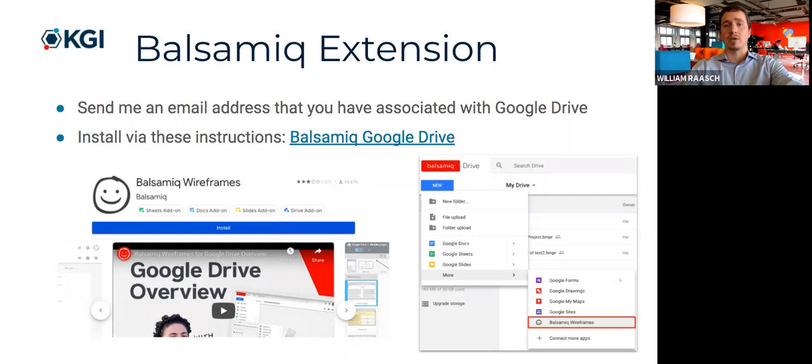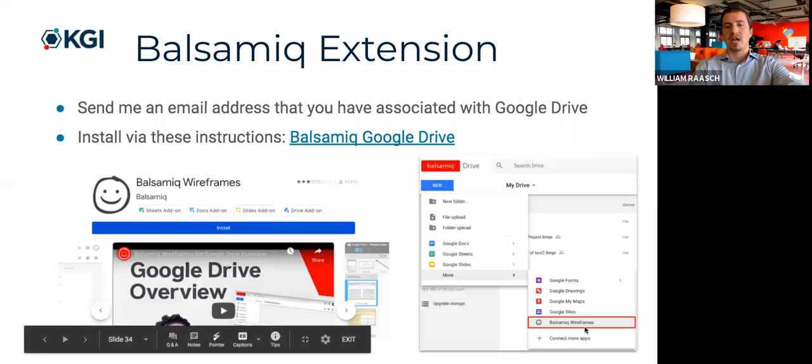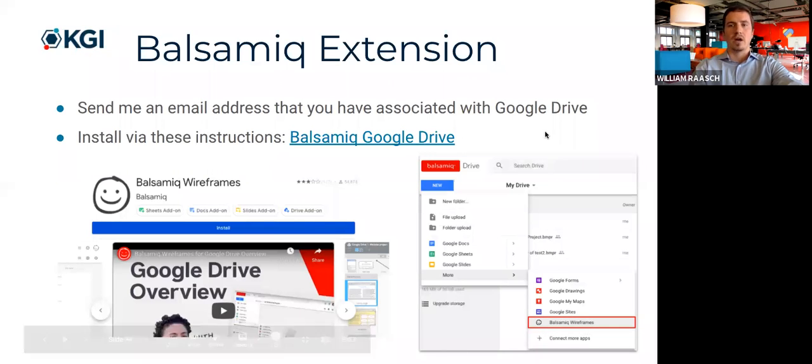but I'm assuming that you all use Google Drive. So all you have to do is send me that email. I will put you onto our product license for Balsamiq. And then once you do that, you'll be able to install Balsamiq onto your Google Drive. So instead of creating a Google Doc or a Google Sheet, you can actually create a Balsamiq wireframe on Google. And that's where your mockup is going to live.